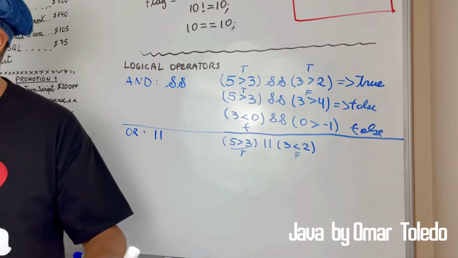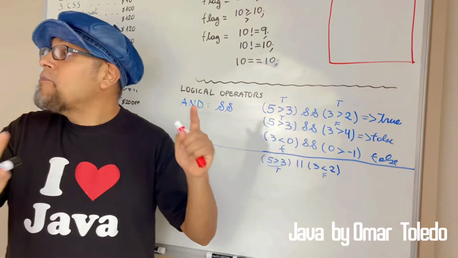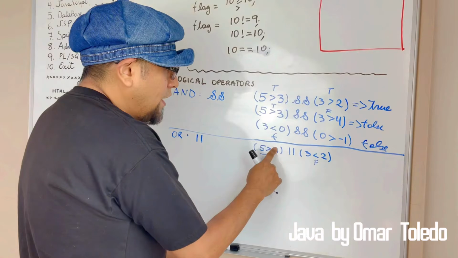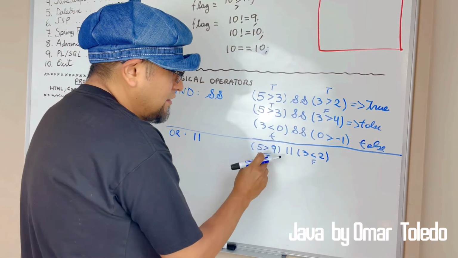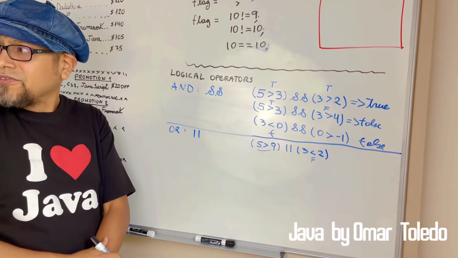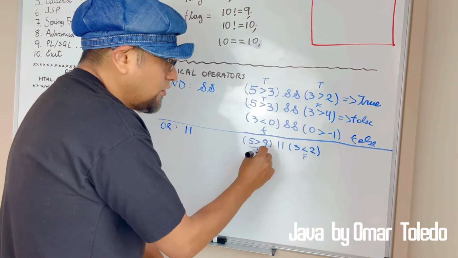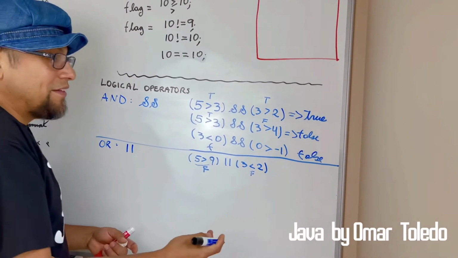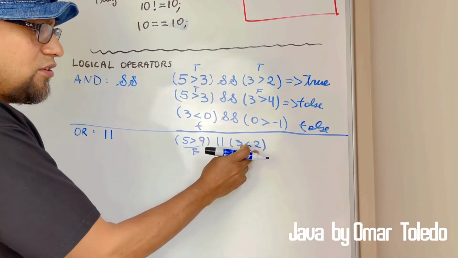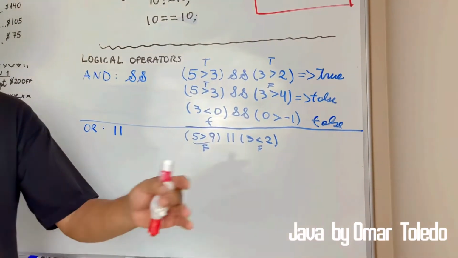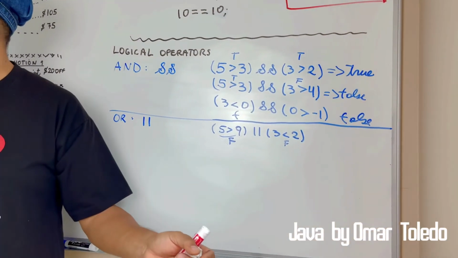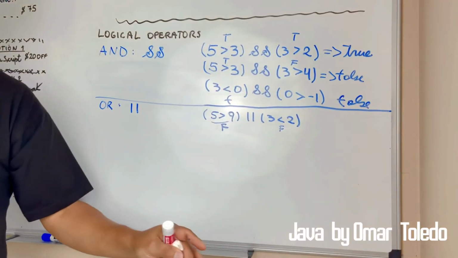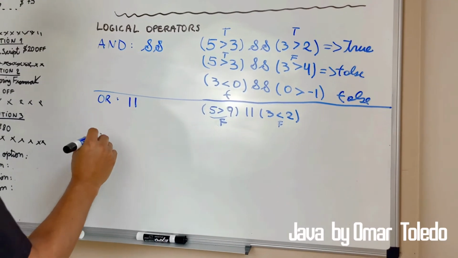So the only way to evaluate to false is when both operands are false. So if you have, for example, 5 greater than 9, is that true? No, it's false. So false, you will have to continue evaluating the other one because you don't know if the other one could be true. Exactly. So 3 is less than 2, false. False or false? False. This is the easy one. Okay? So as soon as you have at least one operand that is true, you know that the answer is going to be true. Pretty easy.